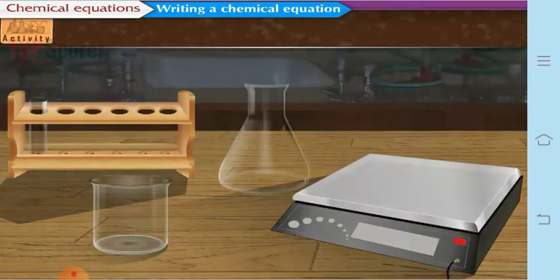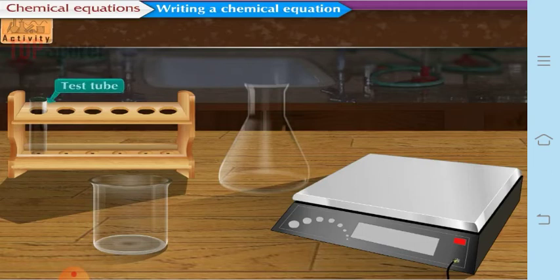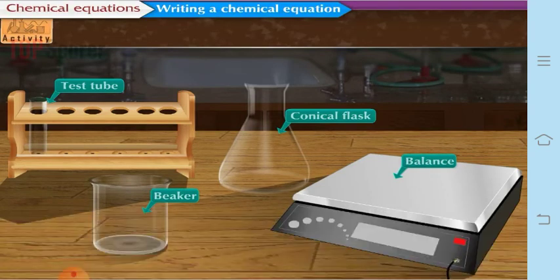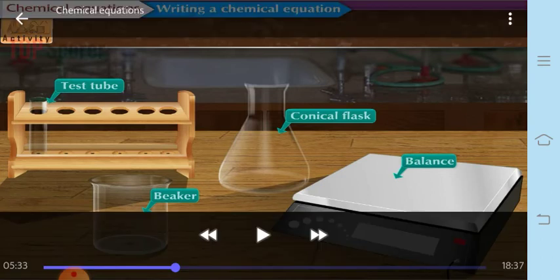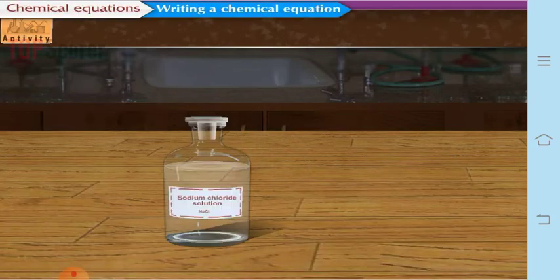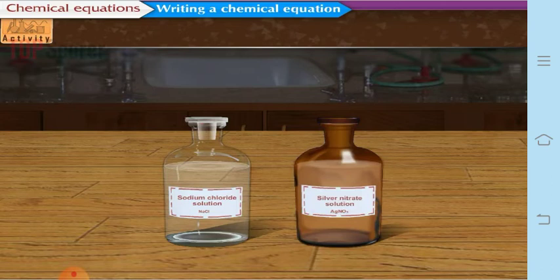Now let us proceed further with a small activity. Let us see what apparatus is required for it. The apparatus required for this activity is a test tube, a beaker, a conical flask, and a balance. Now let us proceed with the activity. The chemicals required for this are sodium chloride solution and silver nitrate.